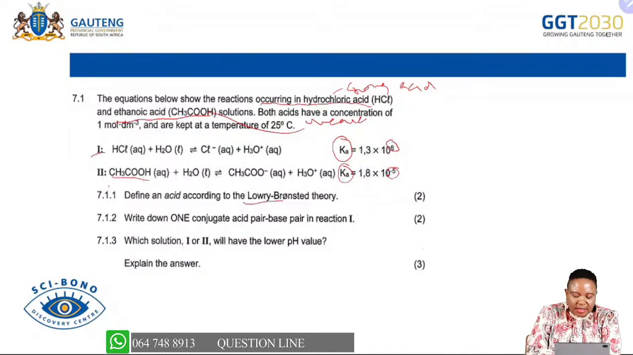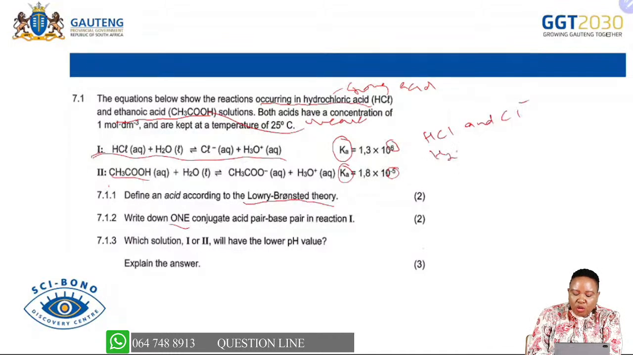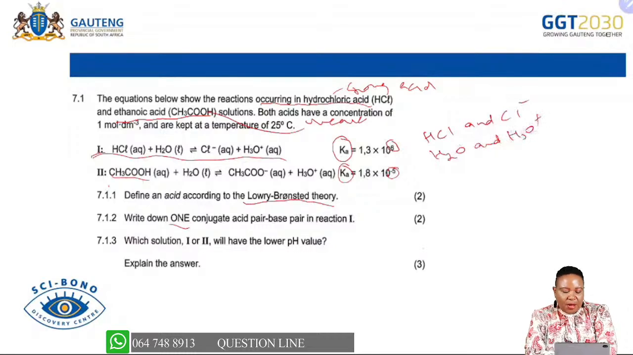Then define an acid according to Lowry, which is 2 marks. And then write down 1 conjugate acid-base pair for reaction 1. So this is reaction 1. You can write any conjugate acid-base pair. What is the difference between the acid and its conjugate pair? It is 1 hydrogen. So if you look at HCl and compare it with Cl minus, what makes them different is 1 hydrogen. So this can be the first pair, or you can use water and H3O plus as another pair.